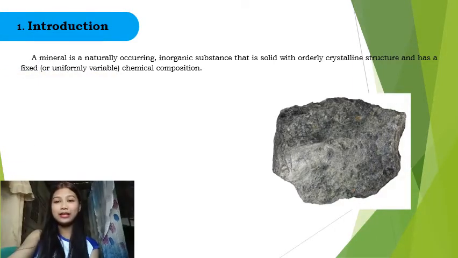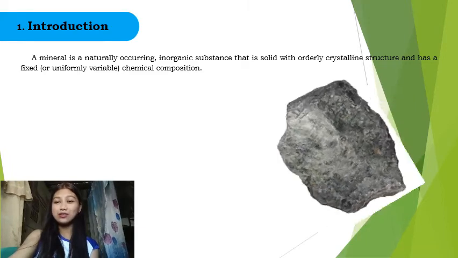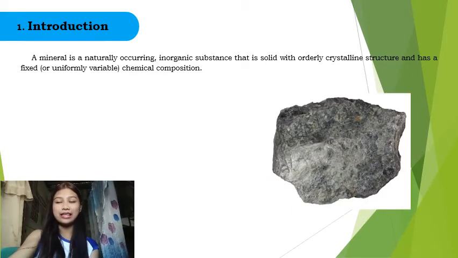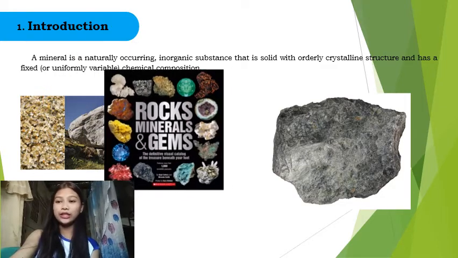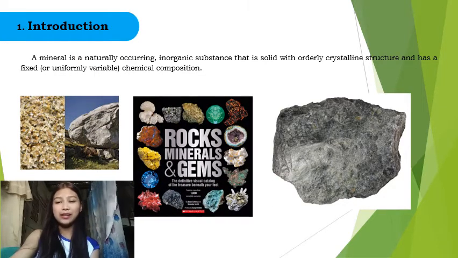A mineral is a naturally occurring substance that is solid with an orderly crystalline structure and has a fixed or uniformly variable chemical composition. It is composed of an ordered arrangement of atoms, chemically bound together to form a particular crystalline structure.